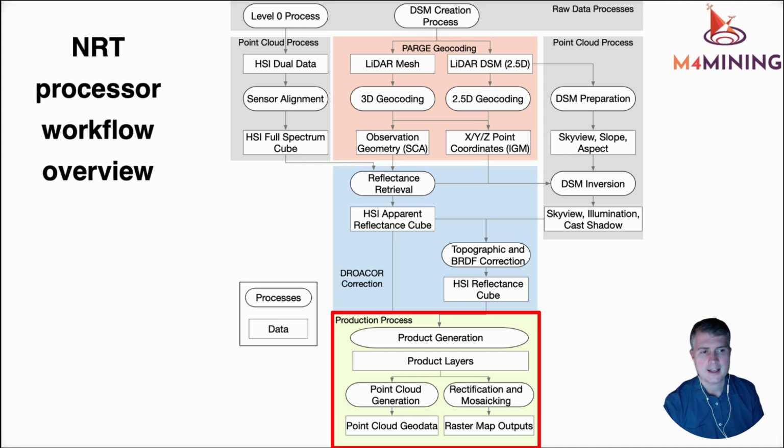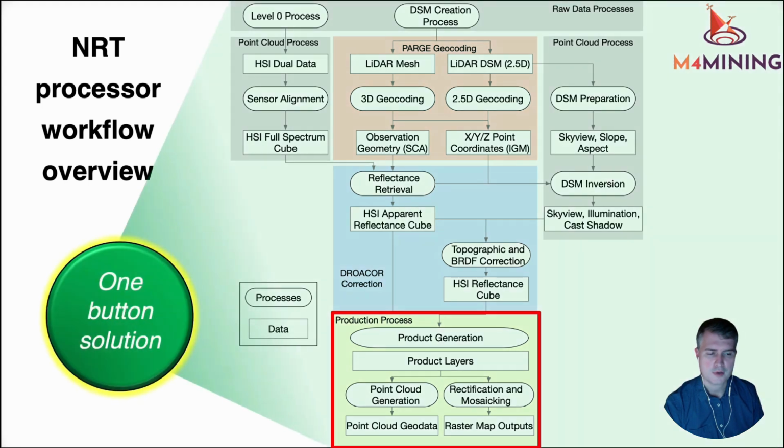And finally, the production process, which consists of product generation as well as integration of flight line data into point clouds and optionally mosaics through rectification in order to obtain traditional raster map outputs. The entire processing workflow from raw data to product generation is automated, with the end user being simply given the option to configure some settings before starting the full processing of the HSI data.